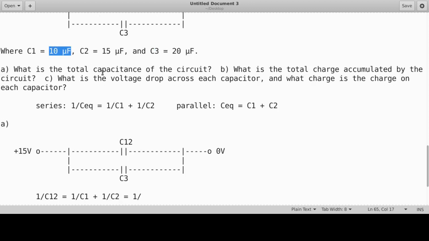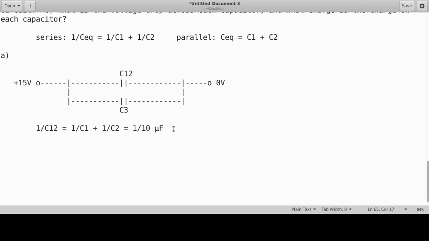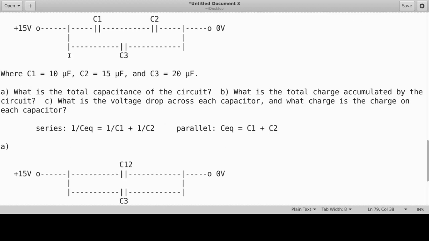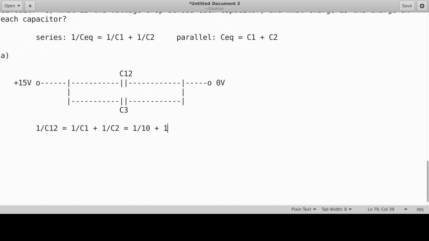We have C1 is a 10 microfarad, C2 is a 15 microfarad, and C3 is a 20. So C1 is 10, and down here we'll have 10. Actually, we don't need the microfarads, we'll just remember that the answer will come out in microfarads. So we have 10, and the other one is 15. So you have 1 over 10, plus 1 over 15, and that's going to equal, put that in my calculator, this number right here.